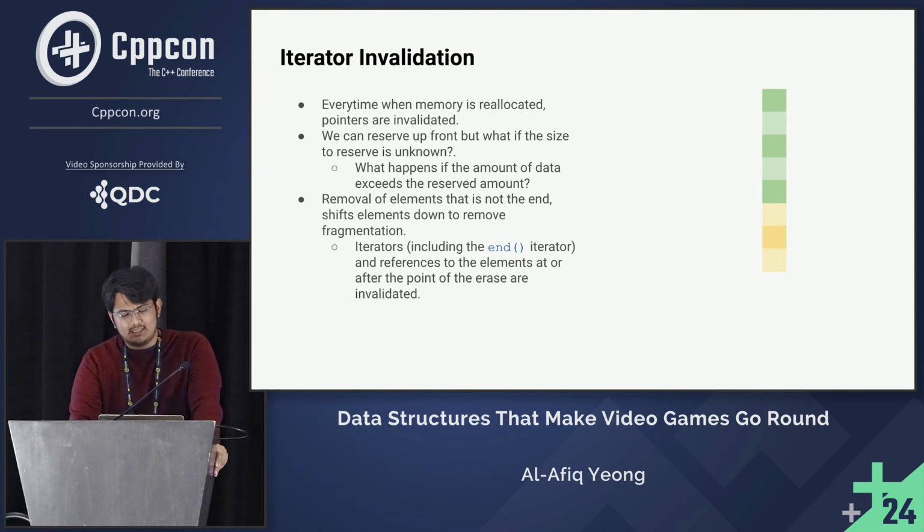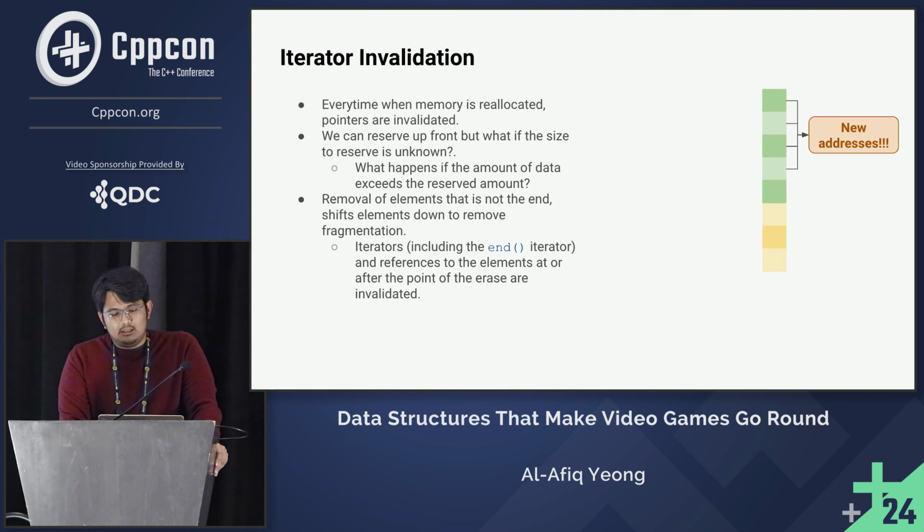But the problem with this is that because we've done a deep copy, even though the objects are the same, they all reside at a different address. And this is a problem because we need the container in our resource registry to have pointer stability. So how do we fix this, right?